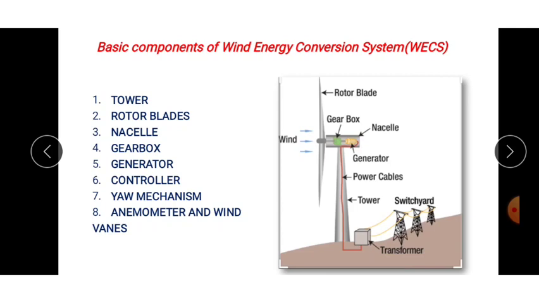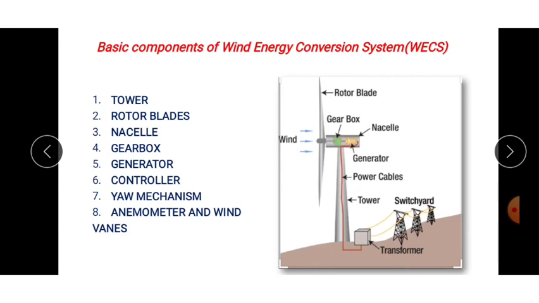Tower is a structure which supports all the parts. It raises the wind turbine so that the blades can be safely placed above a particular height. Rotor blades are the mechanical parts of the wind turbine which convert the kinetic energy of wind to mechanical energy.